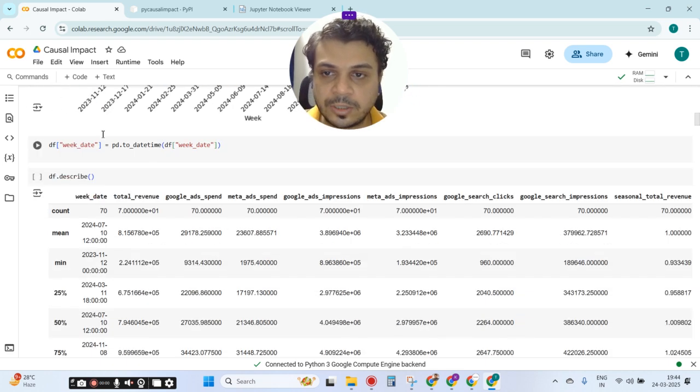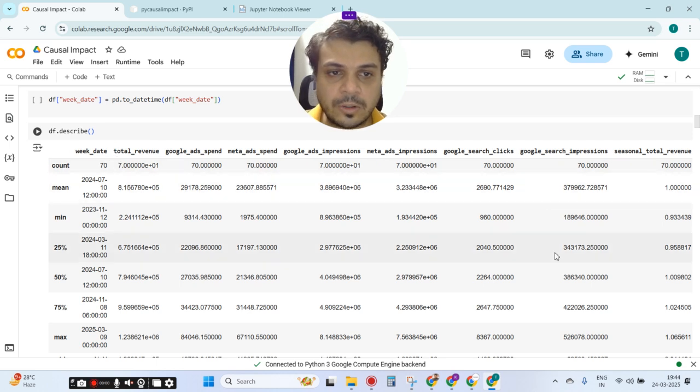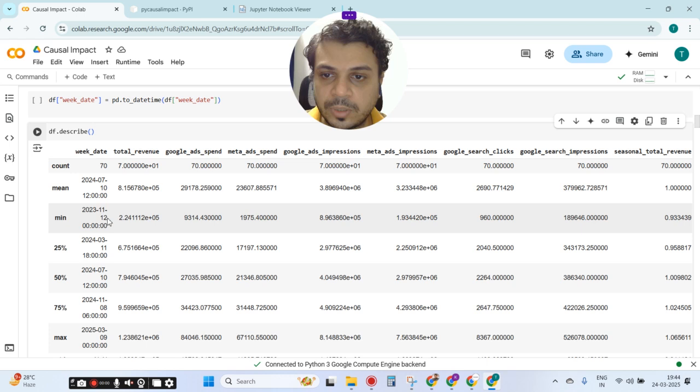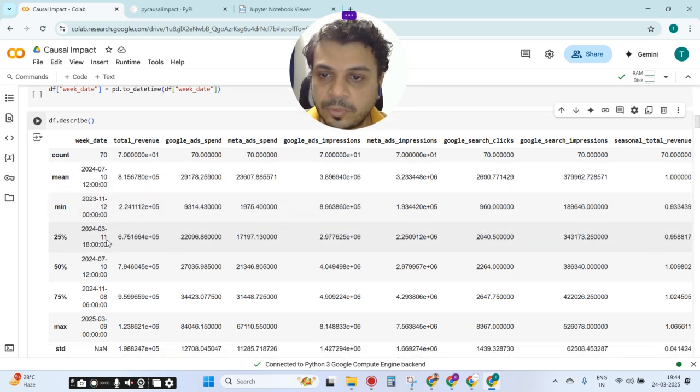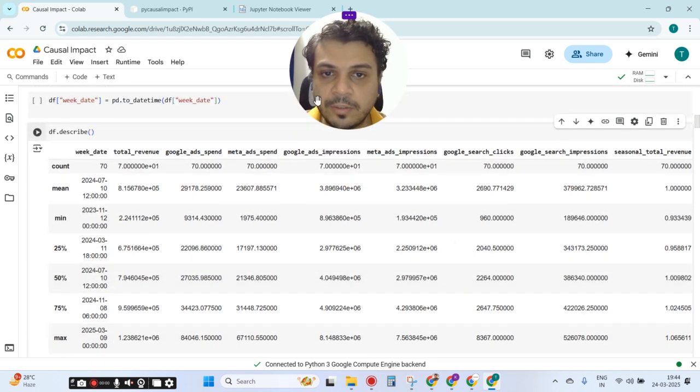Then we just changed the week date data type to datetime. Basic manipulation stuff. This is how the columns will look. As you can see, like I was just saying, for week date, the minimum date was the 12th of November 2023, and the maximum date is the 9th of March 2025.